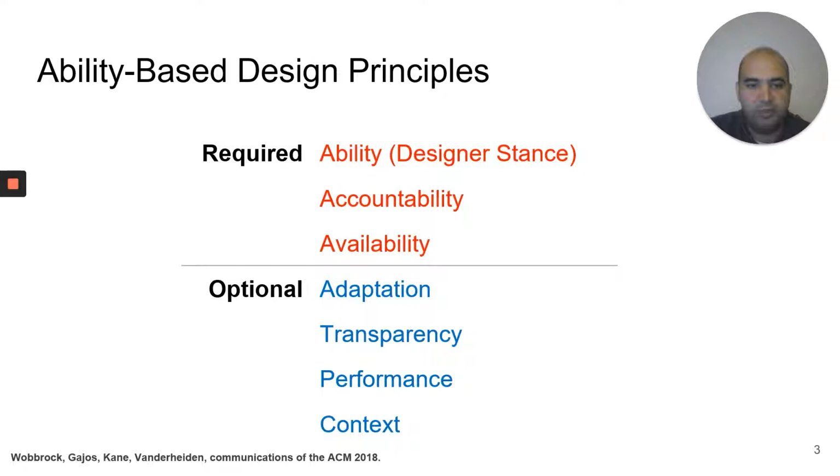Performance focuses on making the system monitor and sense users' performance and adapt to the user's level of performance. Context focuses on making the system utilize the user's situation or context to accommodate for their effect on the user's ability. For more details about these principles, please refer to the ability-based design paper.